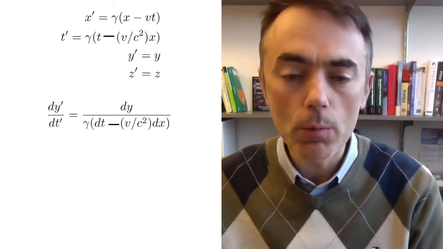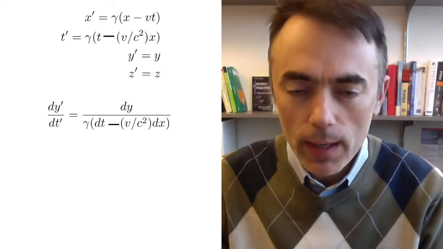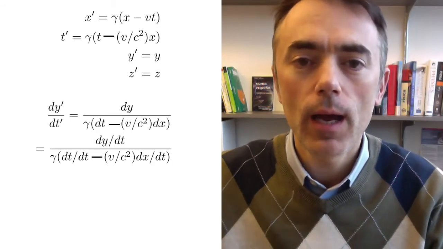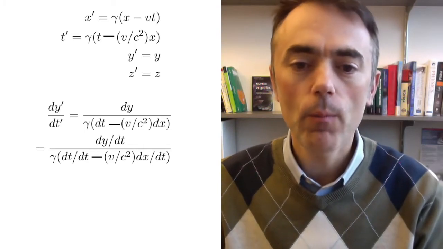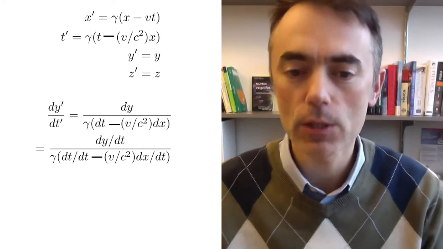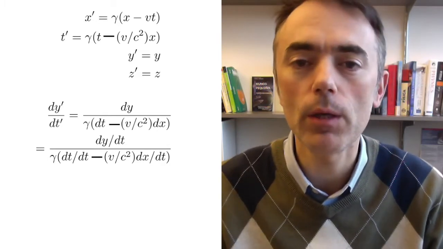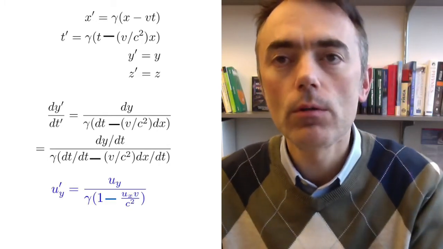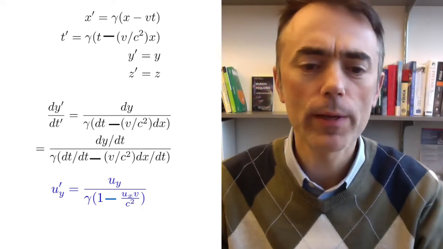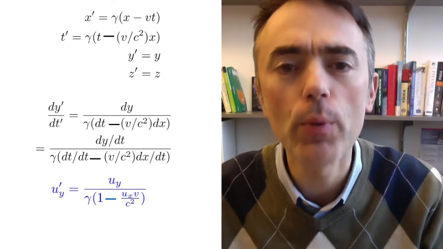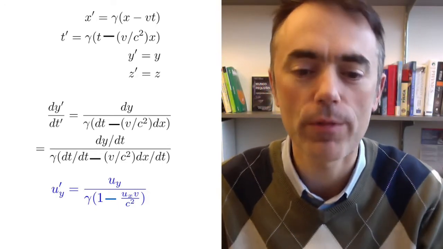We have the non-prime coordinates on the right hand side, and we again do the same trick. We divide numerator and denominator by dt, and then every time that we have dt over dt, that is going to be 1. One time that we have dy over dt, that is going to be u sub y. So that's the transformation equation for the y component of a particle that we are observing from the train and from the station.